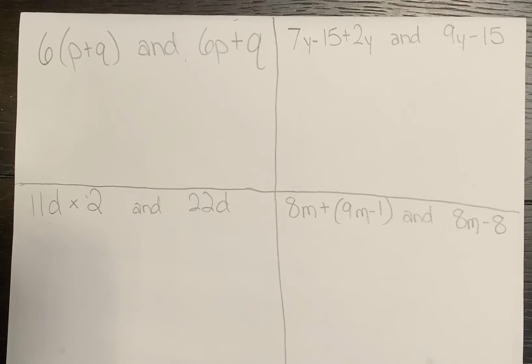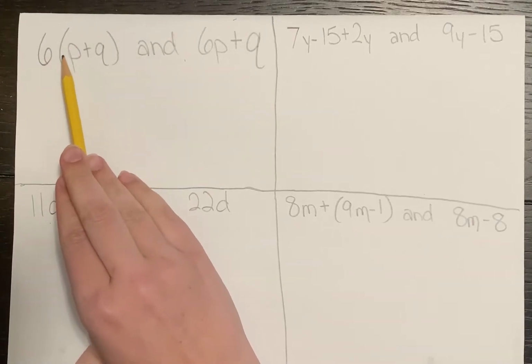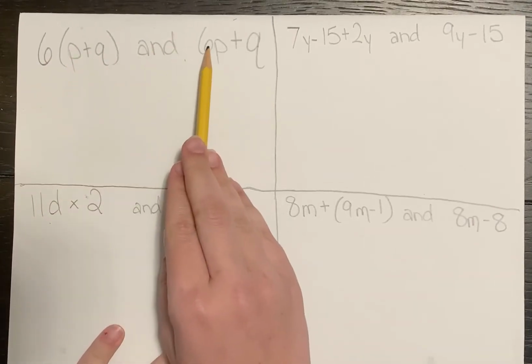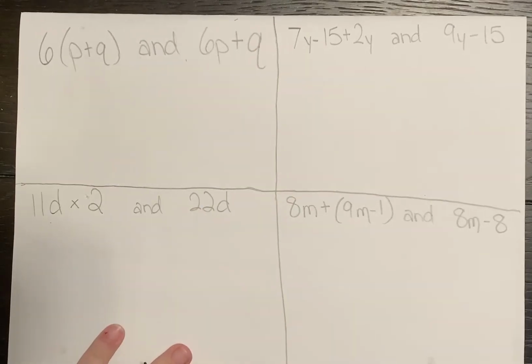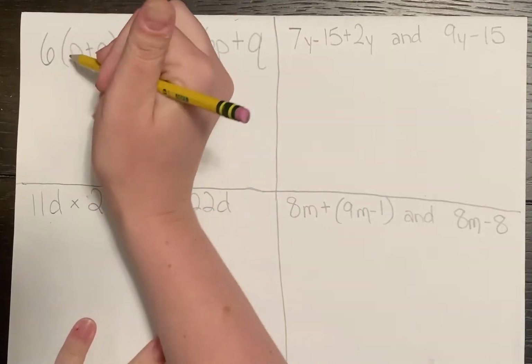So what you're doing is you're trying to find out if these expressions are equivalent or not equivalent. So you're just going to use what you've learned so far. So it wants to know if 6 times (p plus q) and 6p plus q are equivalent. So you're going to use the distributive property and go ahead and figure this one out, simplify it.